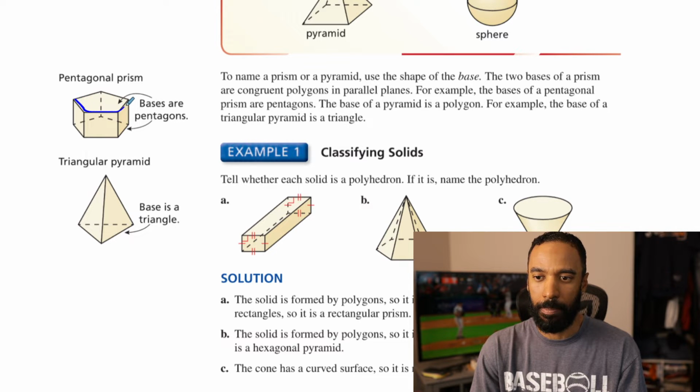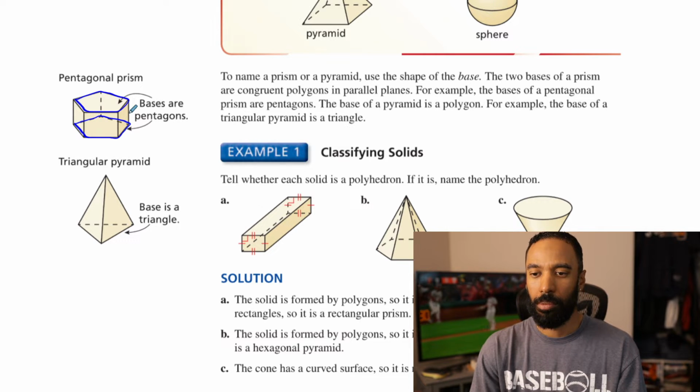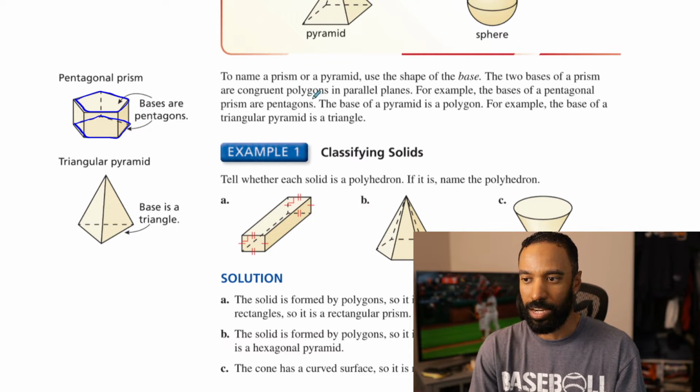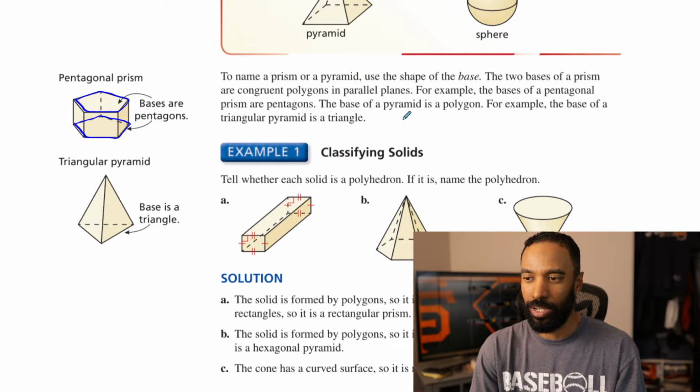So you can see on top and on bottom we have pentagons. Those are the unique shapes of these prisms. Therefore, it is a pentagonal prism. Now I'm going to say more about bases in general. The base of a pyramid is a polygon. For example, the base of a triangular pyramid is a triangle. So this is the base here as well.